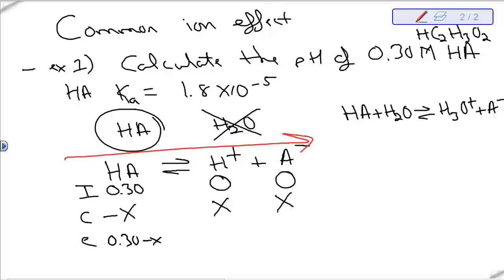We add down the column: 0.30 minus x, 0 plus x is x, 0 plus x is x. We're going to substitute those values into the law of mass action, but before we do, remember, the size of this change is somewhat related to this K value. The K value tells us to what extent this reaction will favor products or reactants.